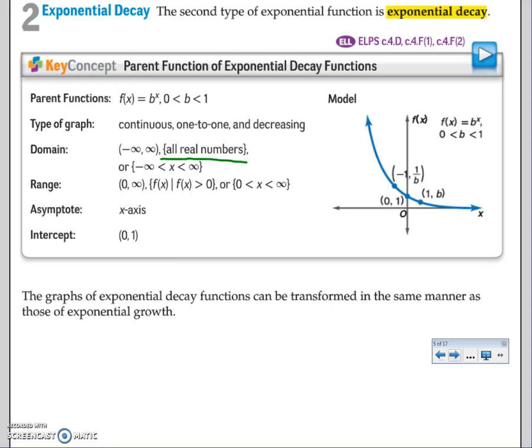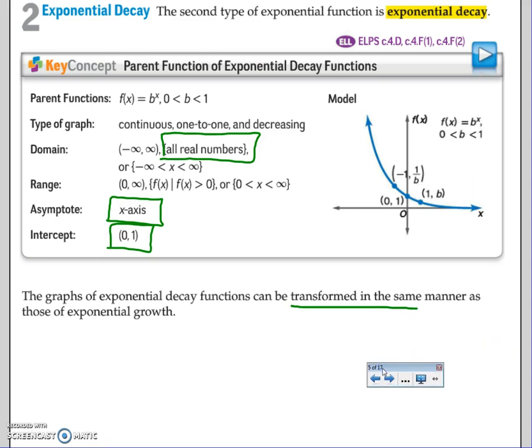Domain is still all real numbers. Range, so there's still an asymptote. In this case, it's still k. K is 0, so it doesn't cross that. And it still has the same start point, wherever a is. Alright, transform the same way. A, so up, down, left, right, taller, wider, flipped or not.